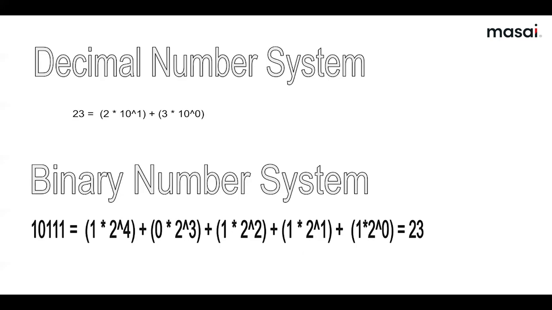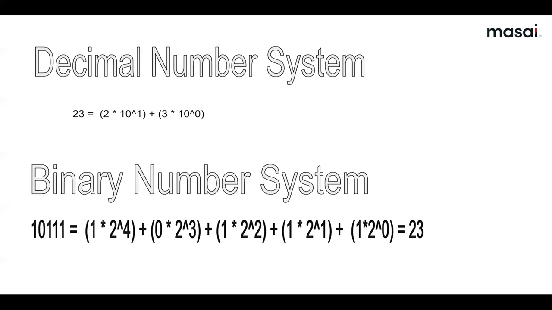Then 2 raised to power 2 is 4, multiplied by 1, again 4. Now 2 raised to power 3 is 8, right? But it is multiplied by 0, so 0 will be added. Now 2 raised to the power 4 is 16, multiplied by 1 is 16. So let's add everything up. 16 plus 0 plus 4 plus 2 plus 1 gives us the number 23, right? So that's how we represent numbers in binary.